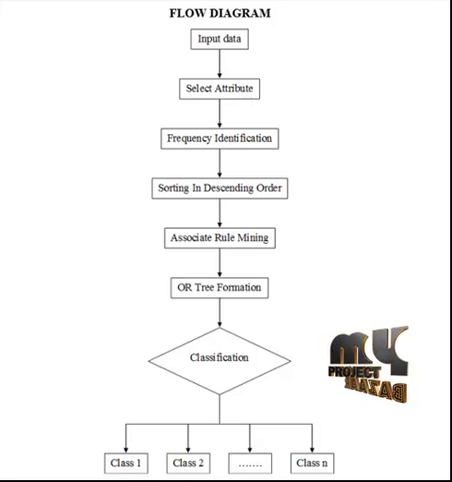After that comes the frequency identification process. In this process, the number of occurrences of each attribute is counted and they are sorted in descending order. Further, the rule mining process is applied. Here, rule mining means we have to define the rules for the process, rules which are based on the attributes given as input, like age, sex, pressure rate, and everything else in the input data. Finally, the ordered rule tree is formed based on the generated rules.